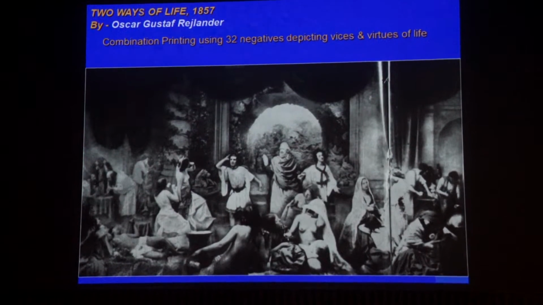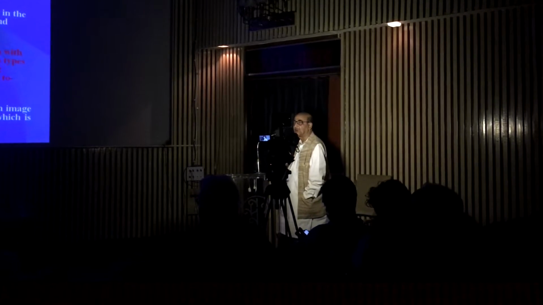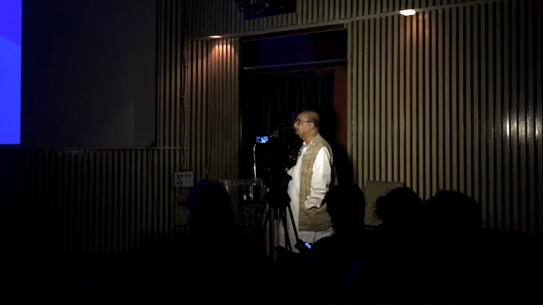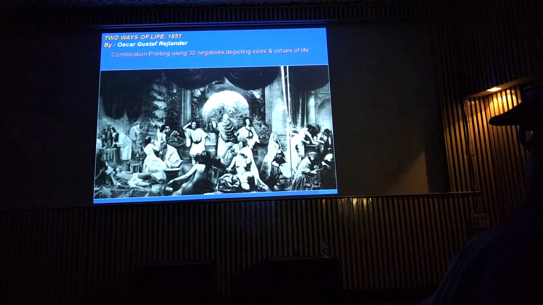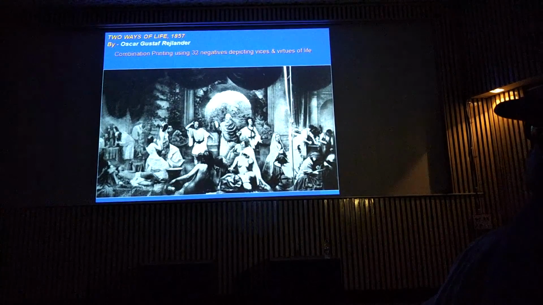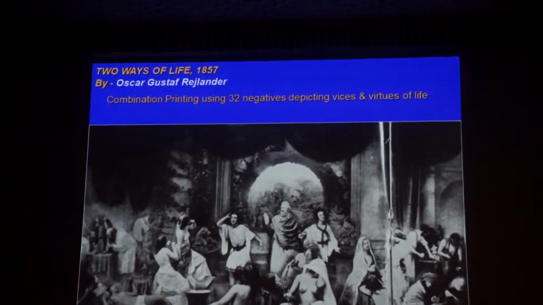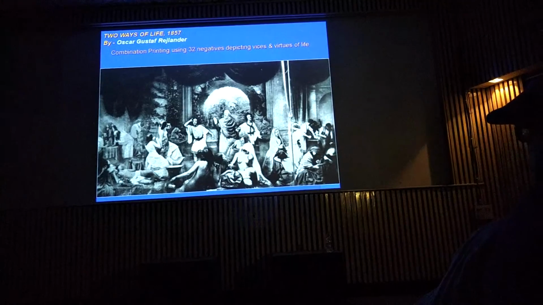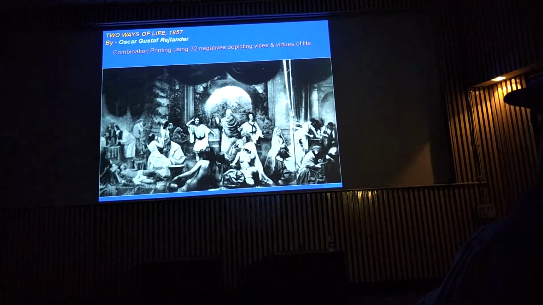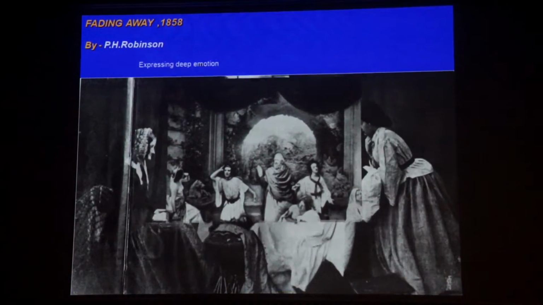This is the very famous picture known to you all, which challenged the artists. When the artists said that photography is a mechanical process, it cannot be considered as an art because photographers cannot join many things as artists can do at their will. As a challenge to that, Oscar Gustave Rejlander made this particular photograph consisting of 32 negatives depicting vices and virtues of life. So this is the first composite photograph of combination printing, made as a challenge to the painters that photography can be considered as an art, in 1857. Can you imagine? Next slide.